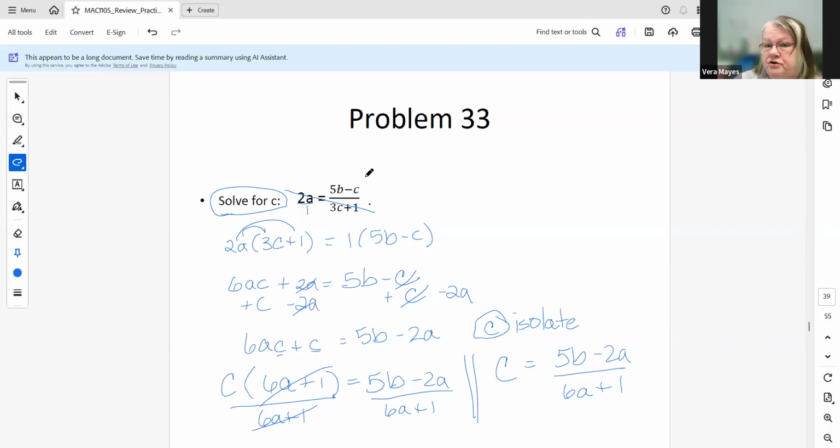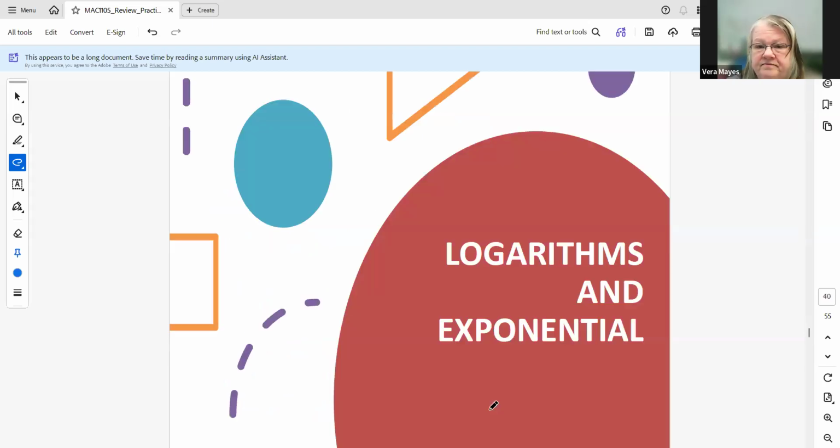So remember, you can use your cross multiply, or you can multiply both sides by 3c plus 1 using your common denominator method, and then go ahead and clean everything up. Remind yourself which letter you're solving for, and then do what you need to do to get those on one side and everybody else on the other. And then when you have more than one letter like this, you will always end up needing to factor it out as a GCF and then dividing.